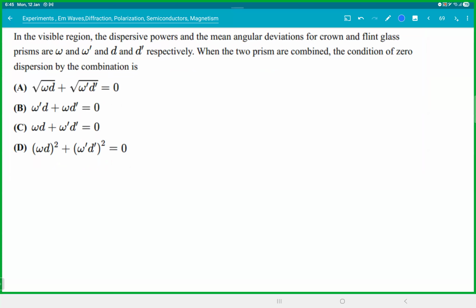The dispersive power and the mean angular deviation for crown and flint glass are given as omega and omega dash. D and D dash are the deviations. When the two prisms are combined, the condition of zero dispersion by the combination is.